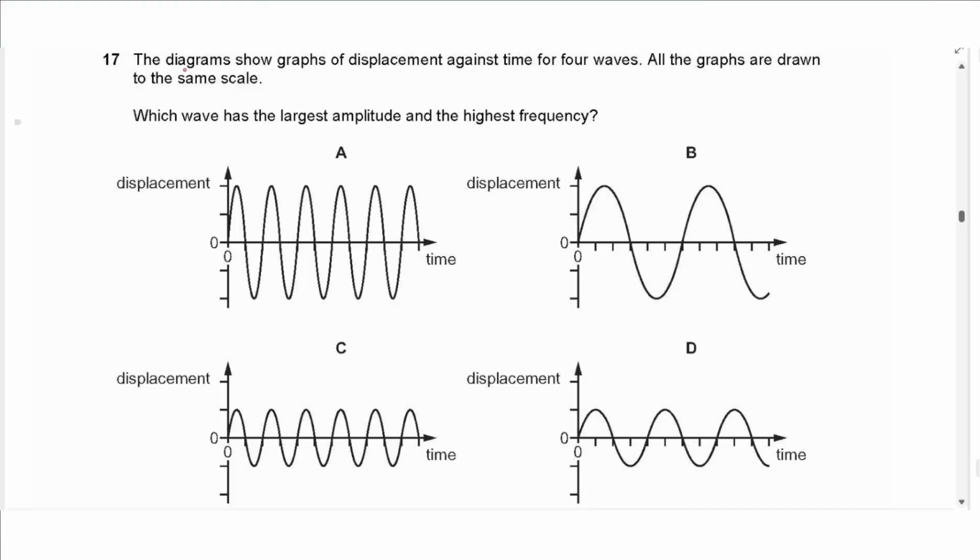Question 17 says, the diagrams show graphs of displacement against time for 4 waves. All the graphs are drawn to the same scale. Which wave has the largest amplitude and the highest frequency? Largest amplitude, we have the maximum distance on the y-axis, and the largest frequency means the largest number of waves, so it's A.